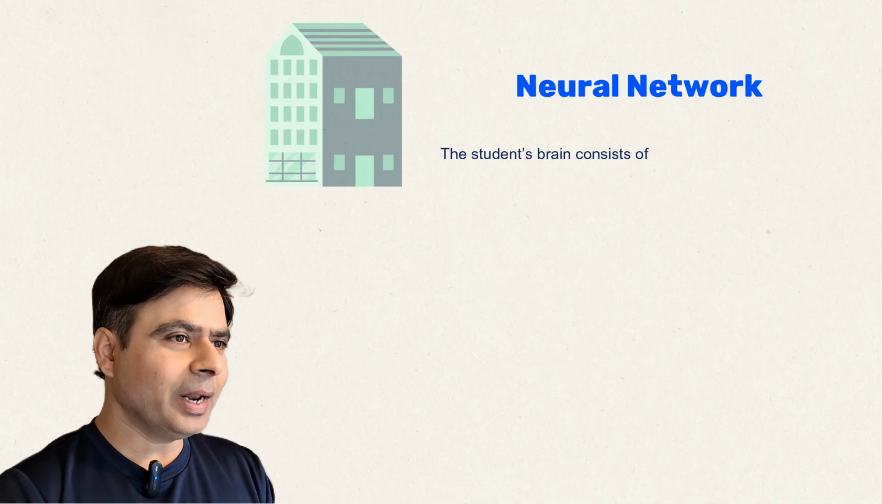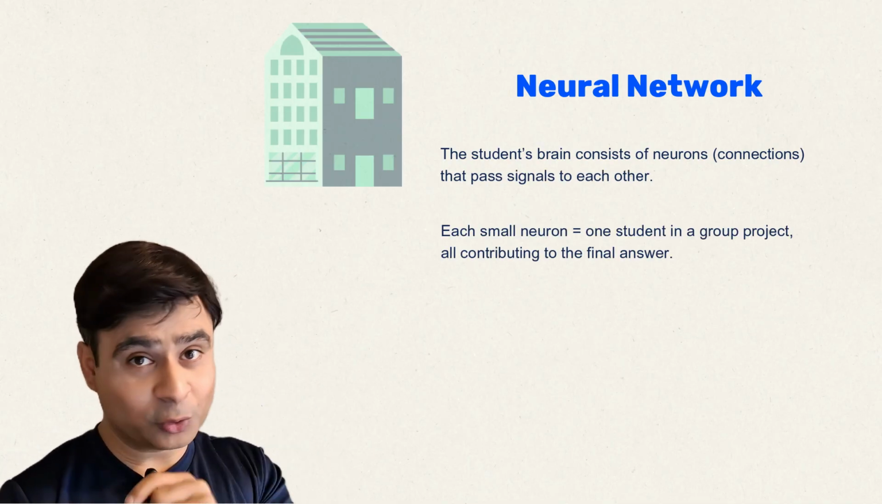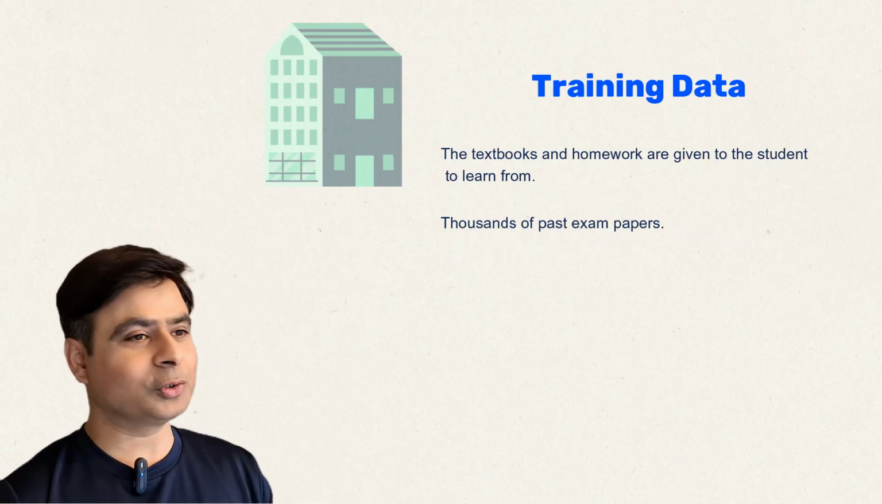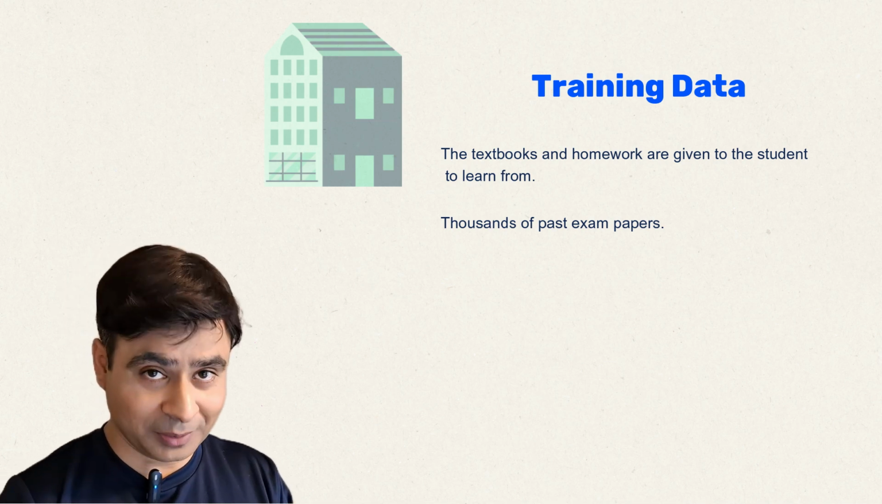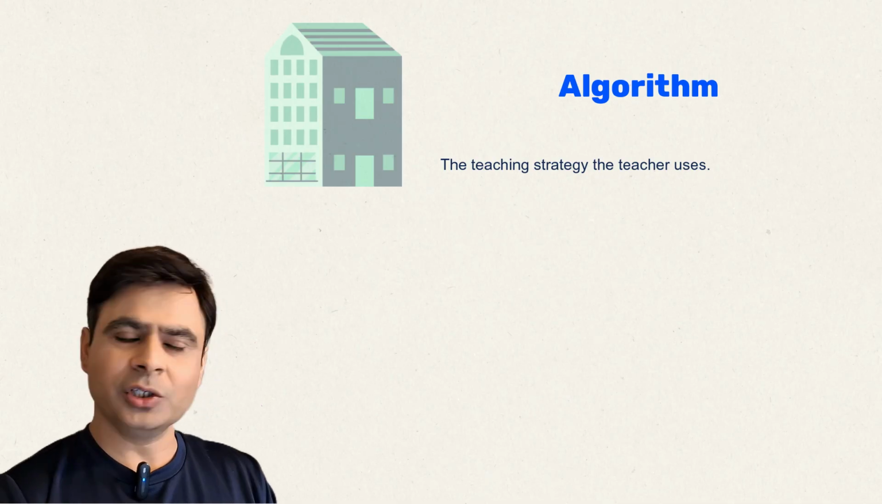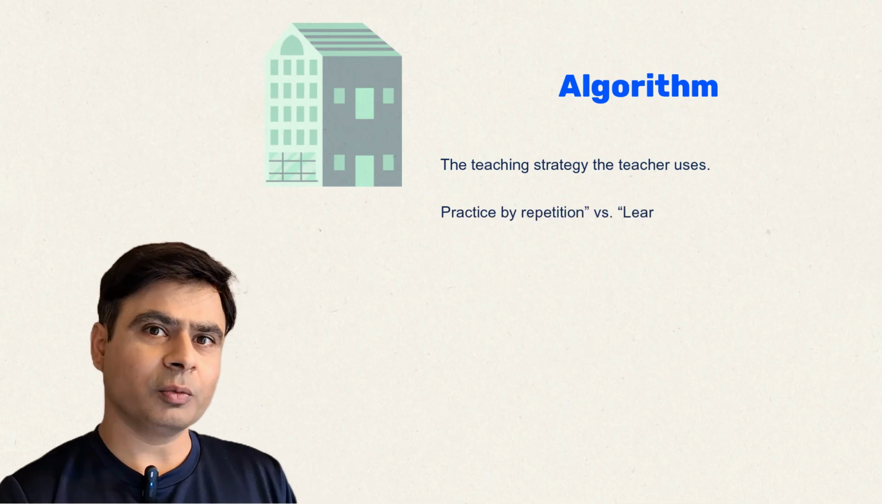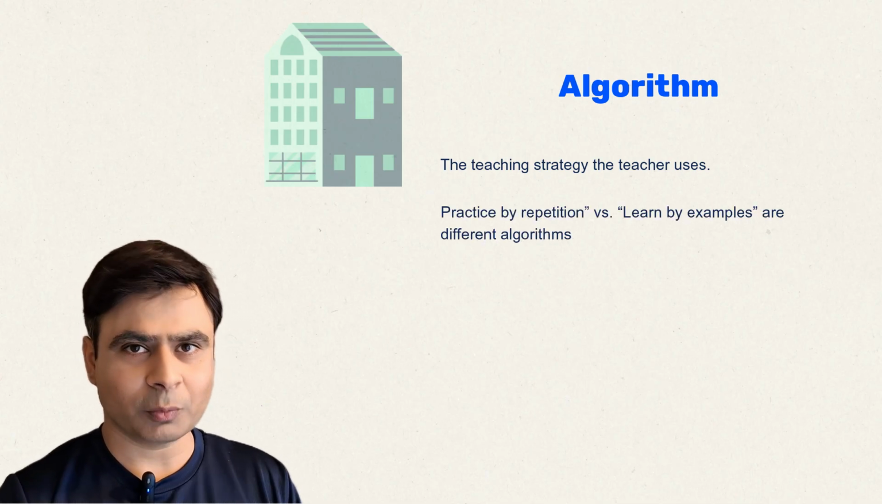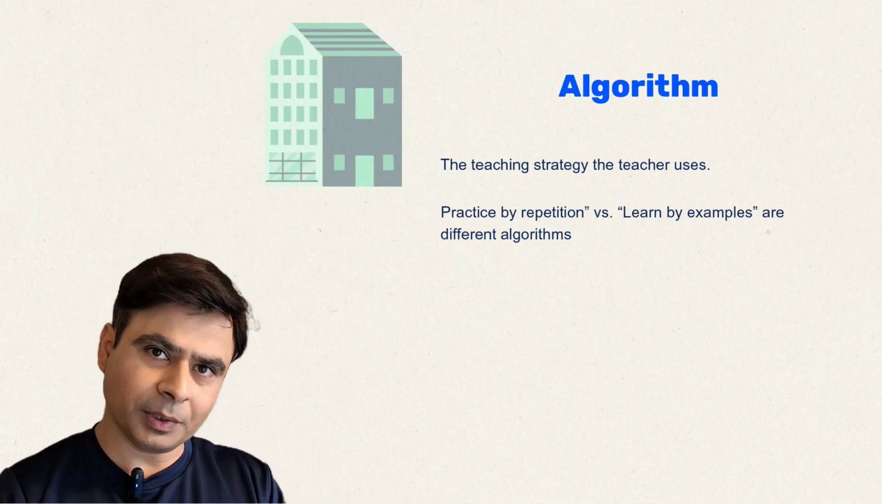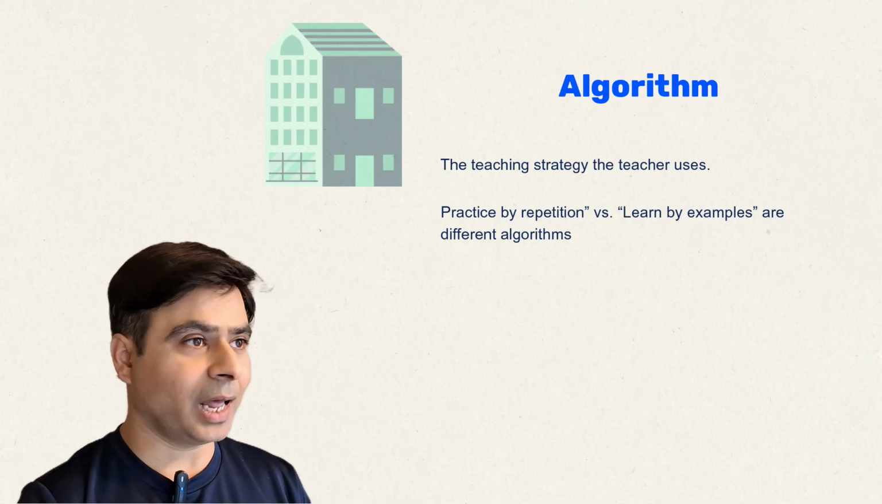Now let's talk about what a neural network is in our school. Well, a neural network could be the student's brain with neurons that pass signals to each other and help the student to think. And then the training data would be the textbooks or the homework that teachers give you to learn. And what can be the algorithm in our school? Well, that's easy. The algorithm is the teaching strategy the teacher uses to make you learn. So examples could be, sometimes the teachers tell you that you have to practice. So practice by repetition, or learning by example, can be considered as algorithms.